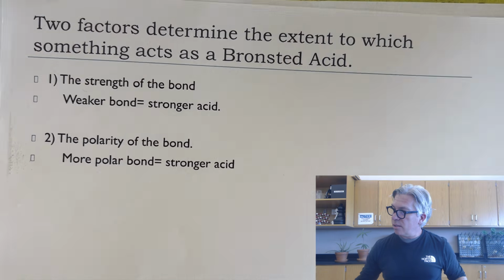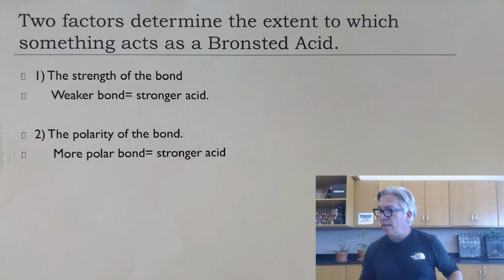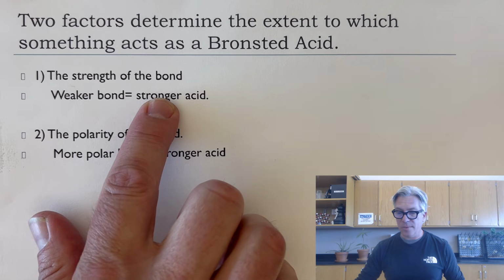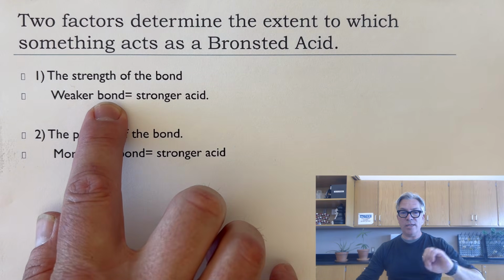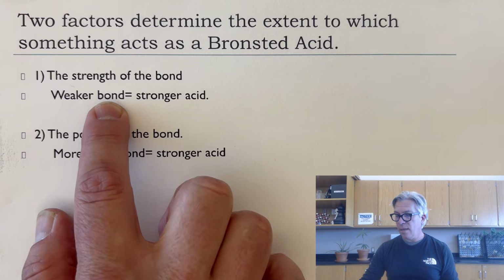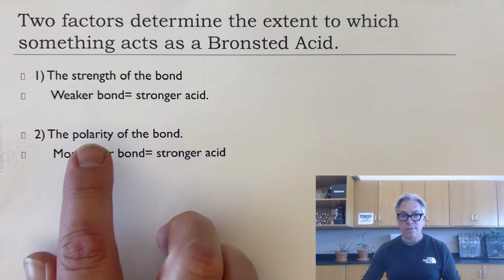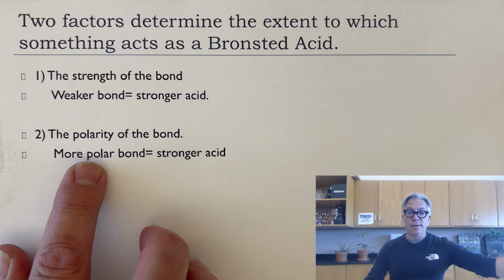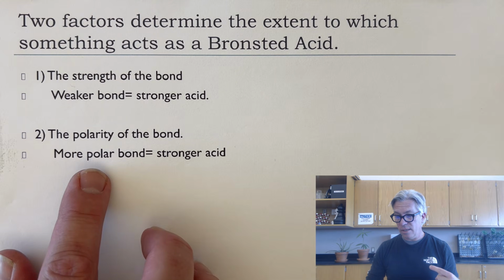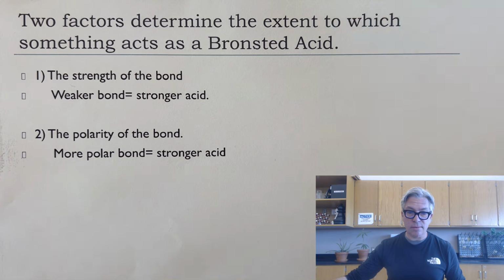Okay, so let's talk about that. I'll summarize what I put in my original full-length video. The two factors that determine the extent to which something acts as a Bronsted acid: the strength of the bond and the polarity of the bond. If the bond between the hydrogen and what's there is weak, it's going to pop off super quick and easy, and it's going to be a stronger acid. If the bond is more polar, meaning there's more electronegative stuff on the other side than the hydrogen, then the bond will be more polar and it's a stronger acid as well.